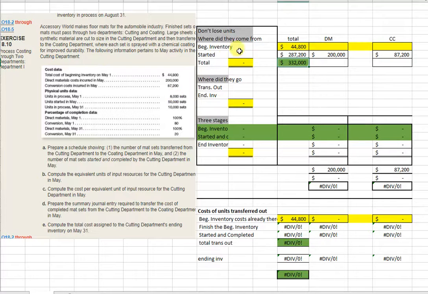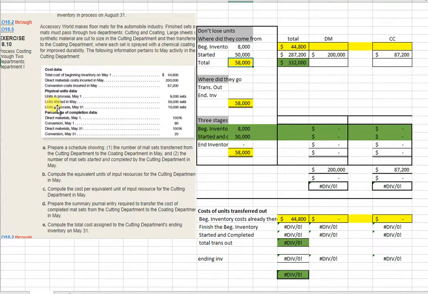I also know that I had 8,000 units in beginning inventory, and I started 50,000 units. So I've got 58,000 units to account for, to figure out where they went. And those units have a cost of $332,000. Now there's only 2 places these units can go. These units were either finished or not finished.